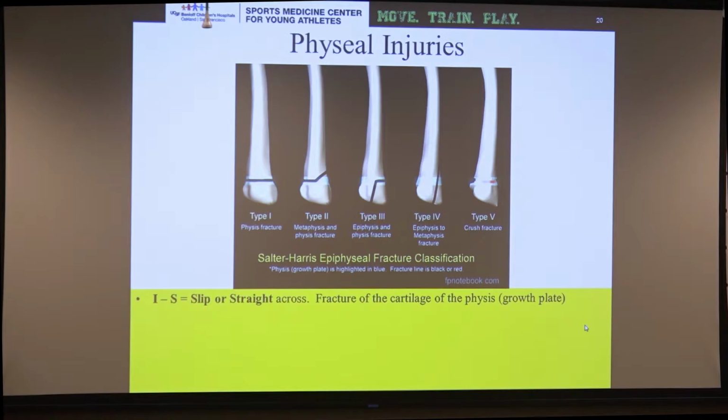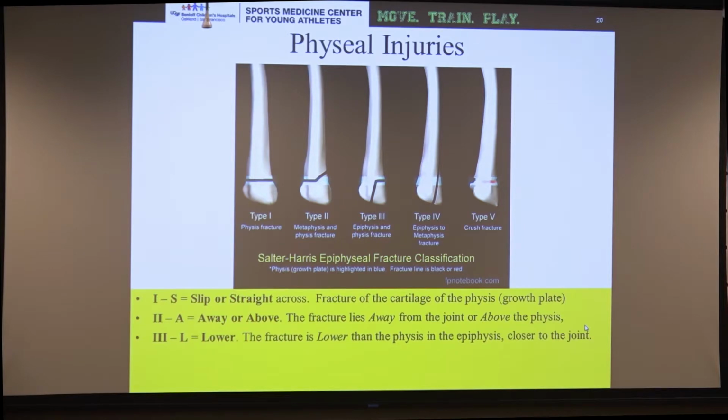Straight across, Salter. Type 2, for A, is away or above. The fracture lies away from the joint, or away from the physis. Here is A, above. And I visualize this when I think about it. If I'm looking at another long bone but they're reversed, then I have to reverse my visualization, okay? Type 3 is lower. The fracture is lower than the physis, in the epiphysis, or closer in this case to the joint. For T, it's through everything, TE. The fracture is through the metaphysis, the physis, and the epiphysis.